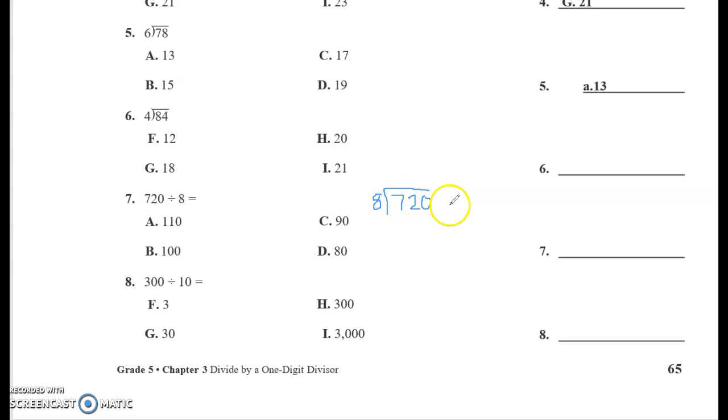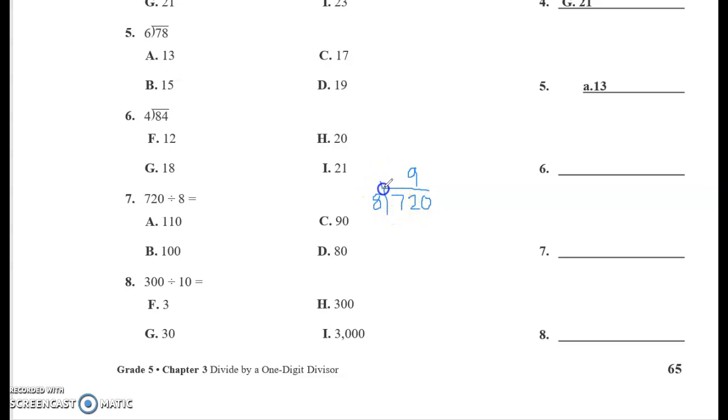Okay. So I have 720 divided by 8, and we need to go step by step. So let's go with our first one. How many times can 8 go into 7? Can 8 go into 7 though? No, it's too big. So we need to look at 72. 8 can go into 72. So if we think of our multiples of 8, how many times can 8 go into 72? 9. Good. What is 8 times 9?